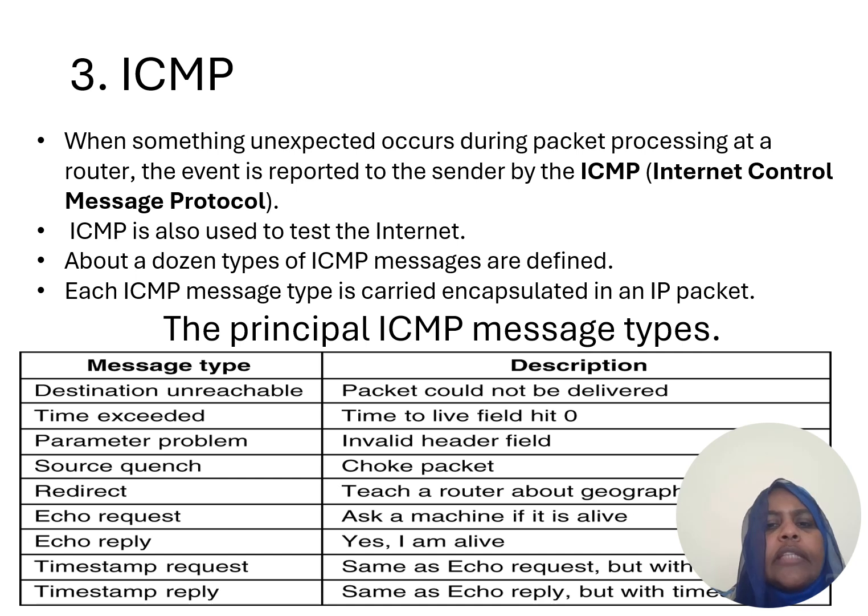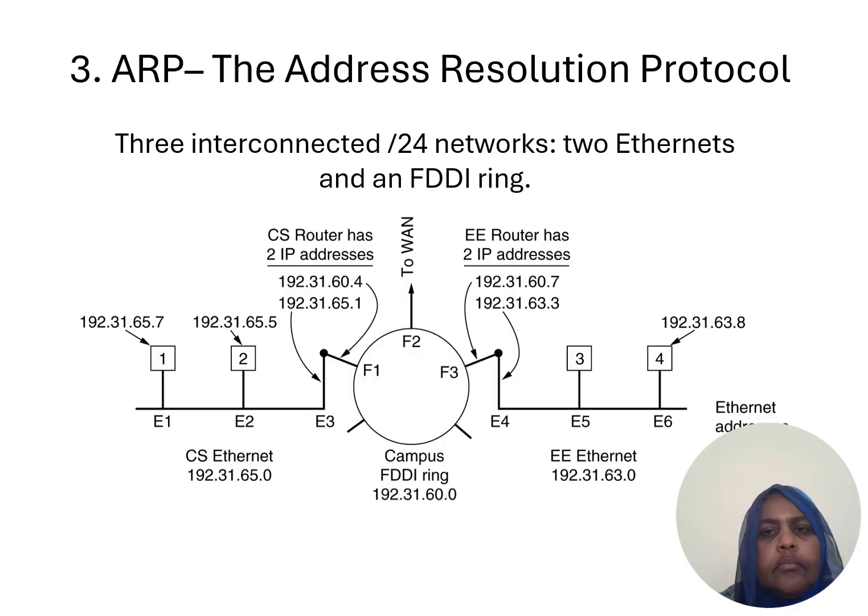Echo request is to ask a machine if it's alive. Echo response or echo reply is yes, I am alive. Timestamp request is the same as echo request, but with a timestamp, and timestamp reply is the same as echo reply but with a timestamp. Address Resolution Protocol is a protocol used by hosts to obtain the data link layer addresses of other hosts on the local area network.